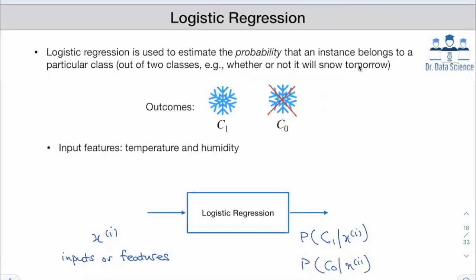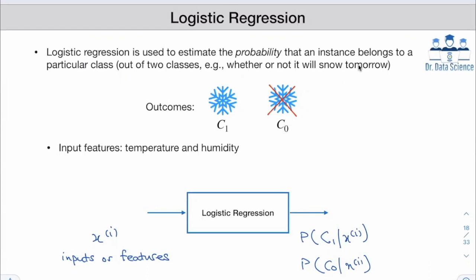After discussing linear regression, regularization, overfitting, and underfitting, let's very briefly review logistic regression, which builds upon linear regression. Logistic regression is used to estimate the probability that a data point or an instance belongs to a particular class. In the simplest case, we assume that we only have two classes, for example, whether or not it will snow tomorrow. So therefore, we have two outcomes, which we call C1 and C0.